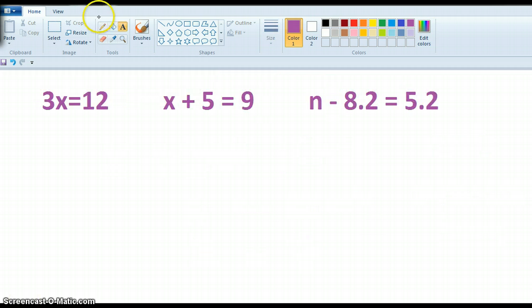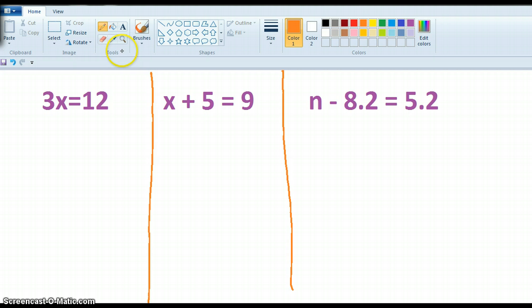Okay, so here we've got 3 examples. 1, 2, 3. This first one, the first thing you have to realise is that between the 3 and the x is actually a times sign. So sometimes I write the times sign like that and the x like that, equals 12. Now what can you do to both sides so that we get x on its own?